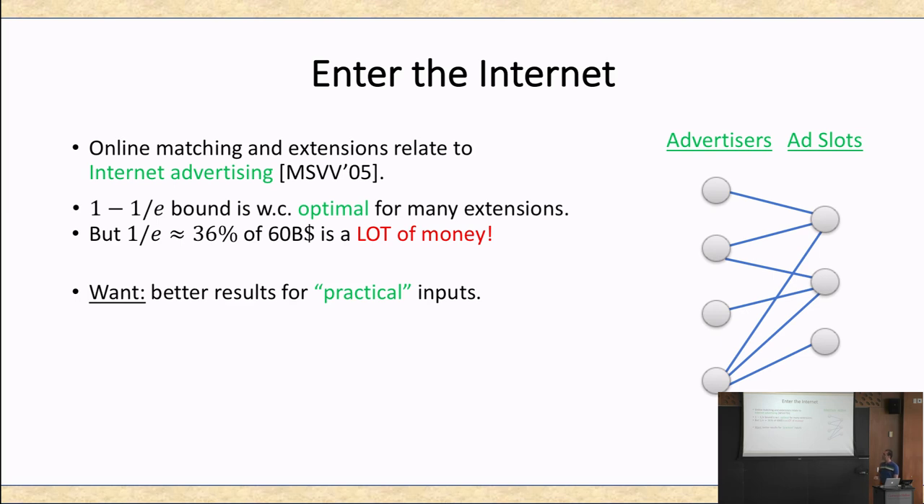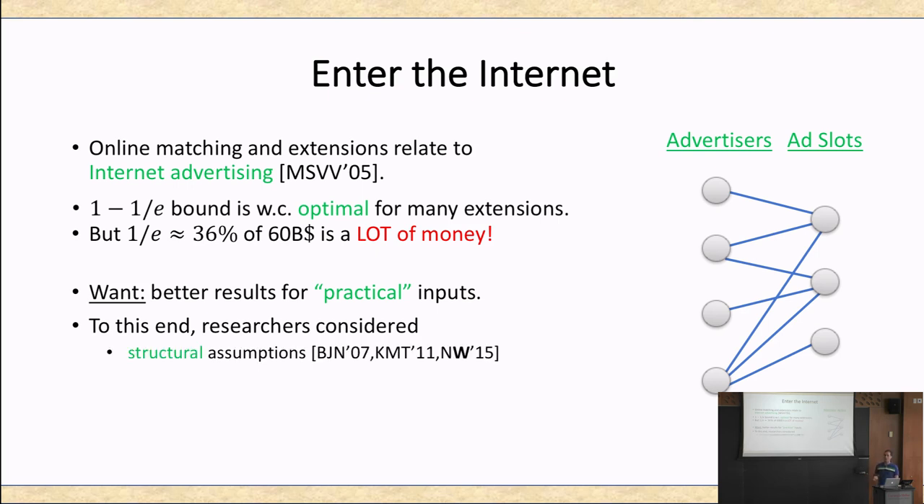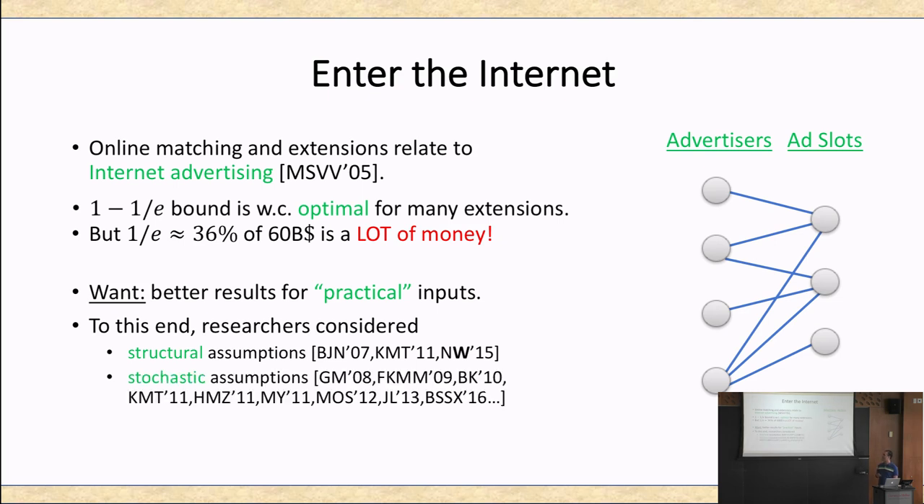So what researchers have done, I mean, you want to get better results for practical inputs, so they've considered structural assumptions on the input, as well as stochastic assumptions. The input comes from some distribution, the input is randomly permuted, you name it. I'd like to point out that under stochastic arrival models, we know that we can beat the 1 minus 1 over e bound of the adversarial arrival, which is what we'll be talking about today. But you still can't get one. For all of these input models, we can't beat 0.823 or something in that ballpark.